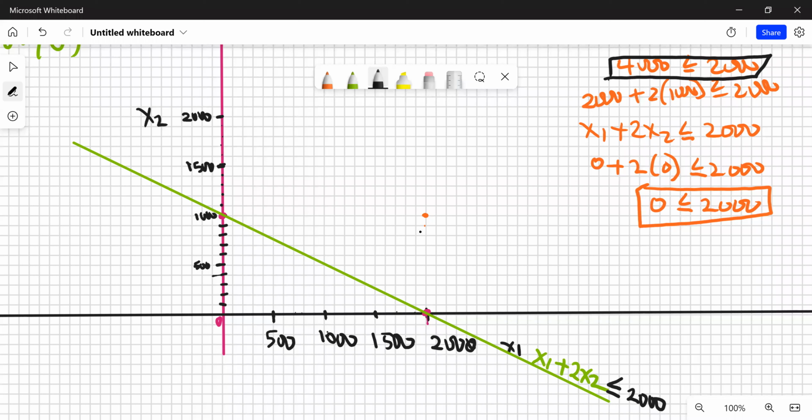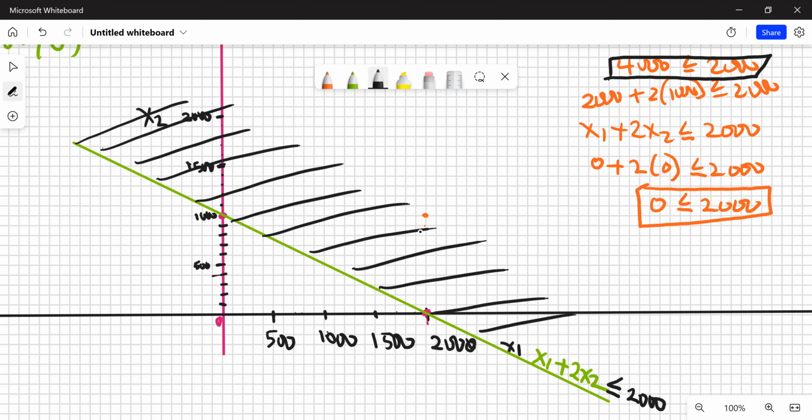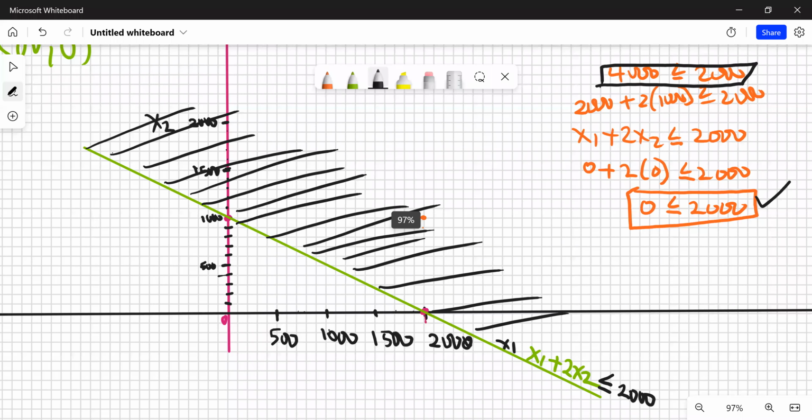So for any point which is above the line, the inequality is not satisfied. So we shade there. That is the unwanted region. So we are shading the unwanted part like that. So the lower side is true, so we keep it unshaded. That's the required region. We do the same for all the other equations.